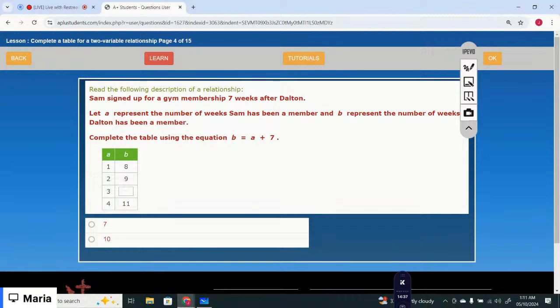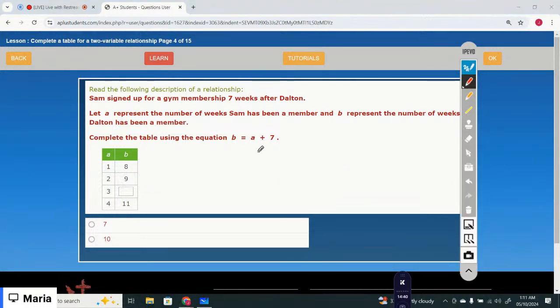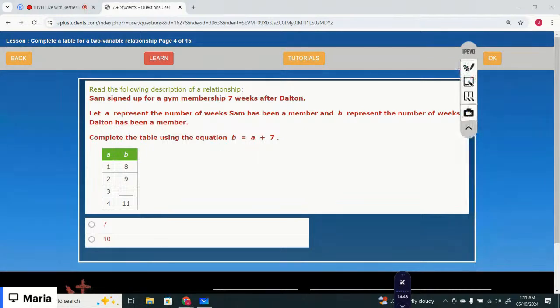So replace the variable with a value. A is 3. So that is 3 plus 7. 3 plus 7 is 10, right? So B equals 10. Option number 2 is the correct option. That is 10.